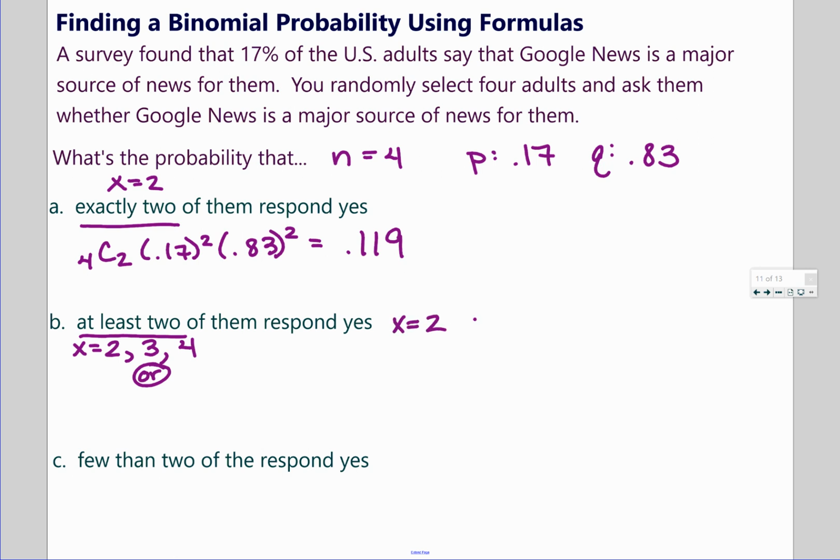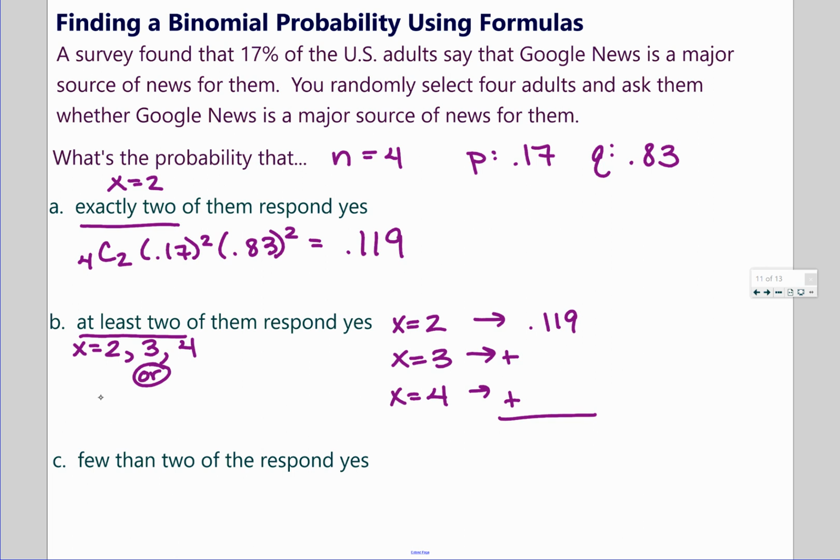we know that the probability is 0.119. We already figured that one out. When x is 3, we have to figure that guy out. And when x is 4, we have to figure that guy out. And we're going to add them together. Okay. Formulas are going to look just like above.